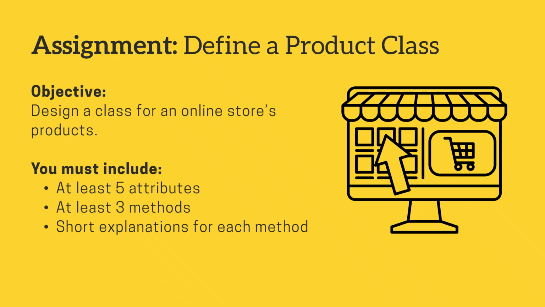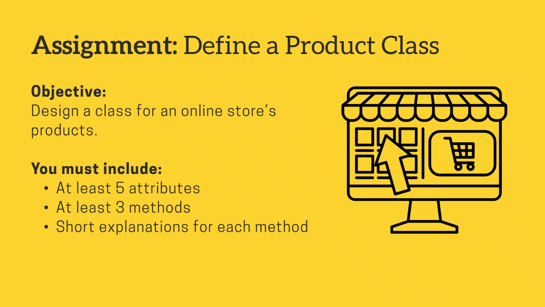You're going to explain briefly what each method does, and then you're going to submit this as a labeled document, a doc file, a PDF, or whatever the case is. So let's walk through this step by step. But first, before I do that, I want to specify that you must include at least 5 attributes, okay, at least 3 methods, and then again, like I said, a short explanation for each method.